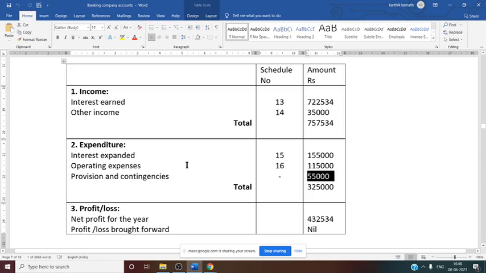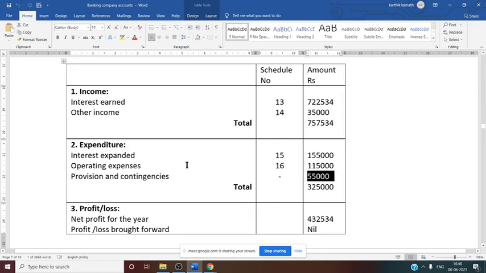So now after knowing income and expenditure, the next thing we do is determine whether there is a profit or loss for the year. How to determine? We have to see which side is more. Income, if you see, is 7,57,000. Expense, if you see, is 3,25,000. Income is more, that means there is a profit. So net profit for the year, income minus expense you do. Income total 7,57,534 minus expense total 3,25,000. The remaining balance amount is the net profit for the year, that is 4,32,534.